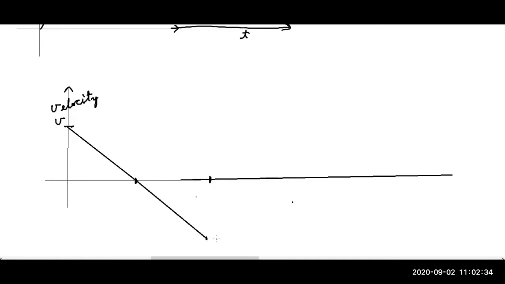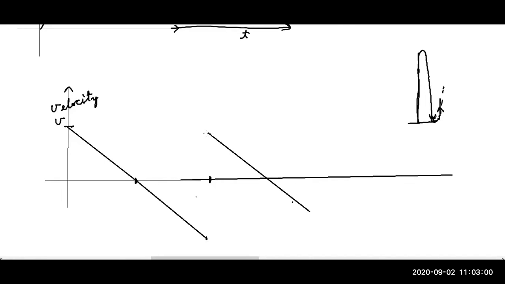Then suddenly after striking the ground, what will happen? The object is going up, then returns back, then it strikes the ground, and after striking its velocity becomes what? Again positive. Suddenly its velocity becomes positive. So again it will be behaving like this the second time.